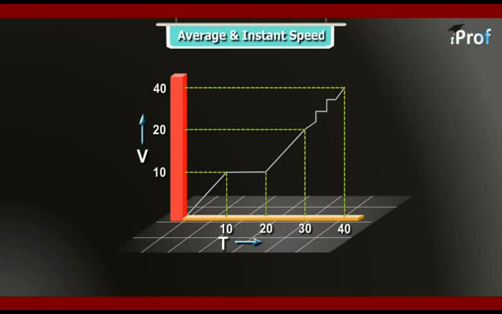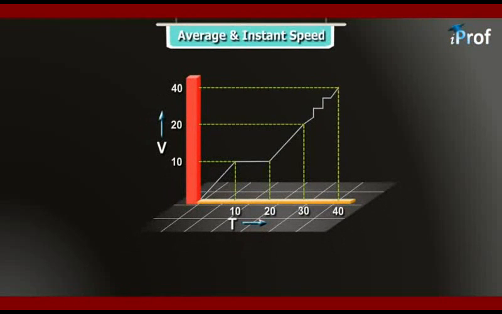Suppose you have to find the average speed of the body between 0 second and 40 second, the average speed of the body in 40 seconds. What is the average speed of the body in 40 seconds? In this graph, average speed is equal to total distance covered divided by total time taken. The distance covered by the body in 40 seconds is 40 meter and the time interval is 40. So average speed in 40 seconds is equal to 40 upon 40. So average speed here is 1 meter per second in the time interval t equal to 0 to t equal to 40.